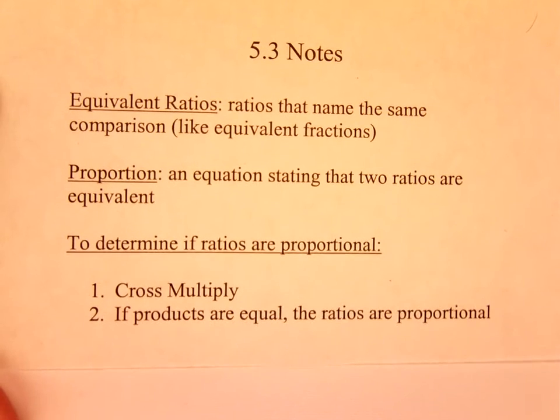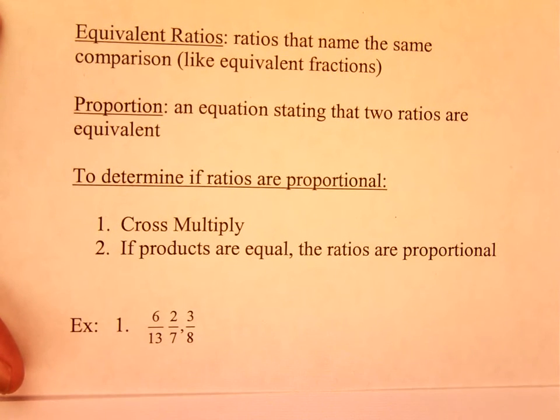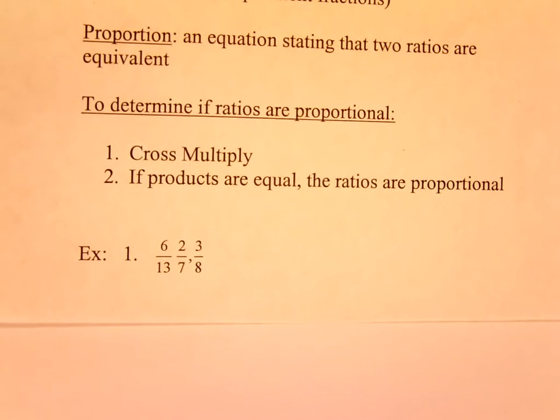So here are your steps. Step 1, cross multiply. Step 2, if the products are equal, the ratios are proportional. So let's look at example 1. You have 6/13, 2/7, and 3/8.